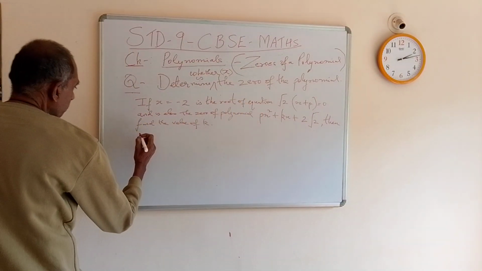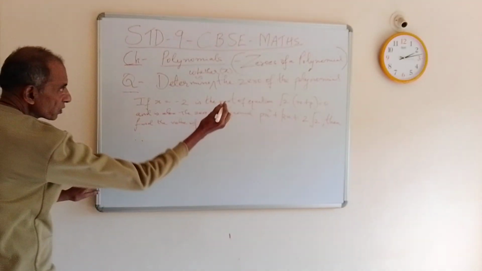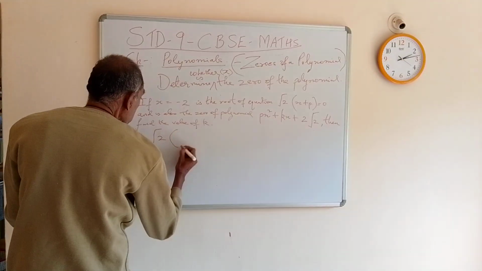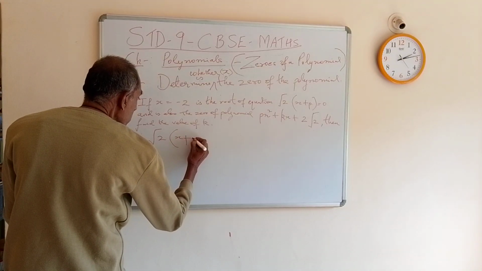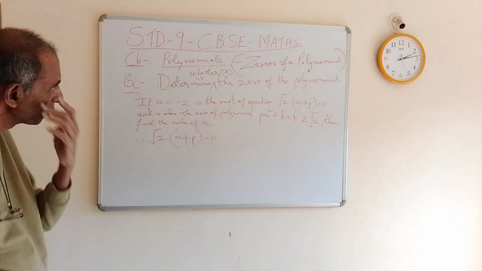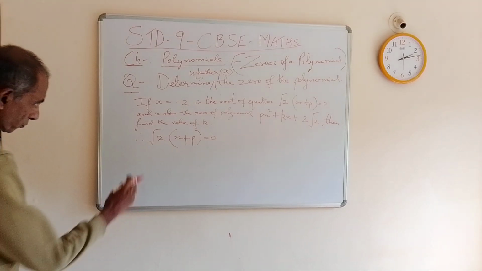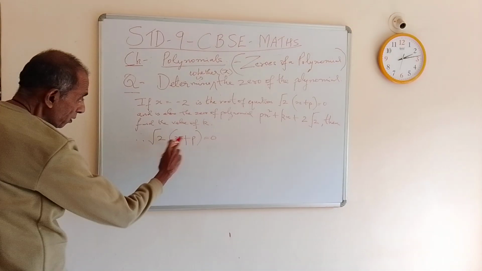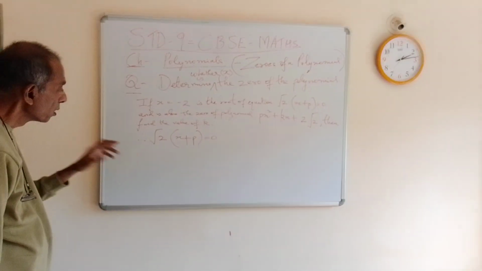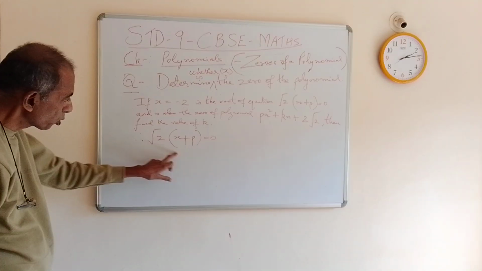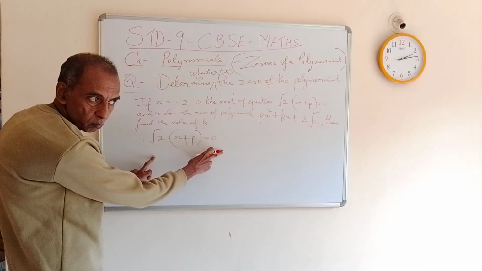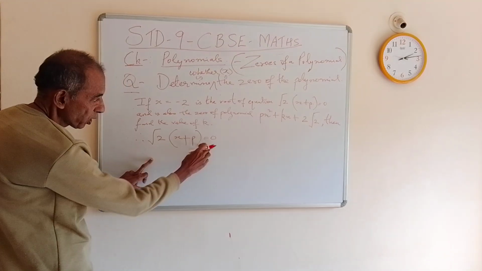Therefore, first we are taking root 2 into bracket x plus p is equal to 0. This is the first polynomial. Now root 2 into x plus p is equal to 0. Okay. So root 2, if we take only root 2, that is not equal to 0. Okay. Root 2 is not equal to 0.